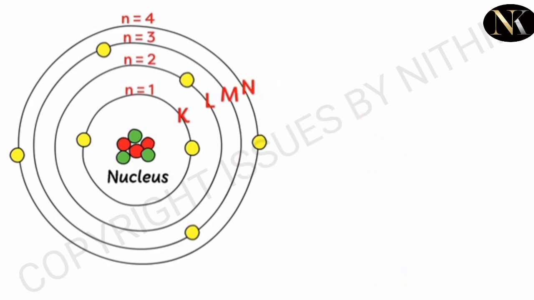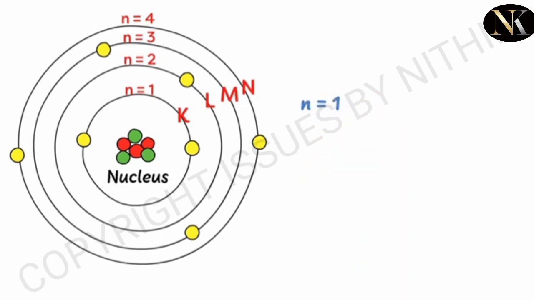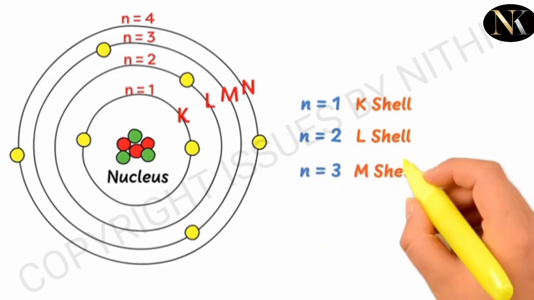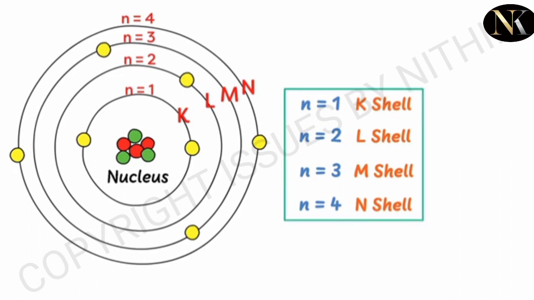To sum up this whole concept, when n is equal to 1, it is the first shell or K shell. When n is equal to 2, it is the second shell or L shell. When n is equal to 3, it is the third shell or M shell. When n is equal to 4, it is the fourth shell or N shell. Now pause the video and write it down.